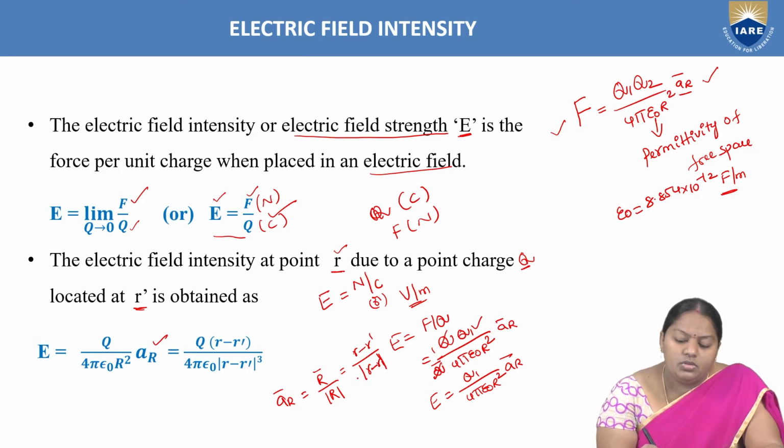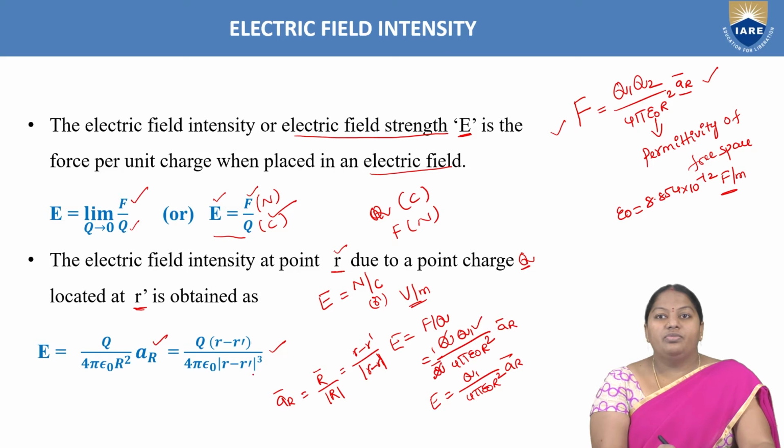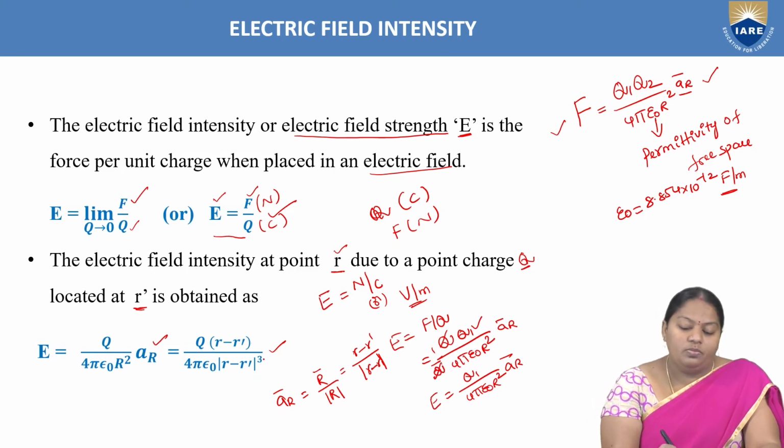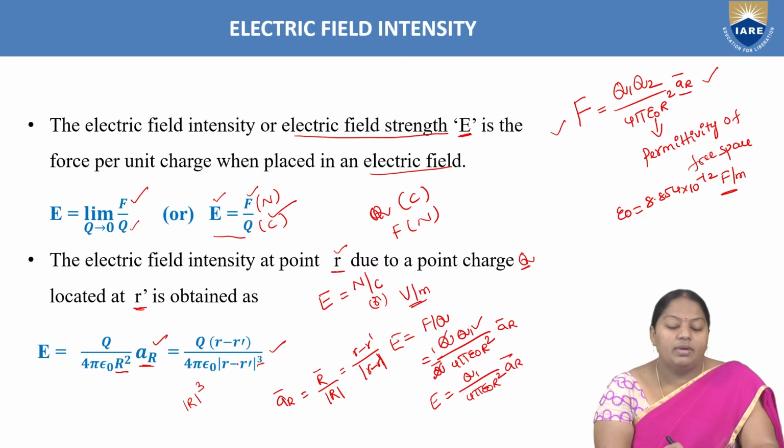Okay, then if you substitute these two equations here, we get Q into R minus R dash by 4 pi epsilon naught into modulus of R minus R dash whole cube. Why whole cube? Already, if you observe the denominator of Q by 4 pi epsilon naught R square is there. Then if you substitute in place of aR, R by modulus of R, this becomes modulus of R whole cube. Expressed in terms of distance form, Q into R minus R dash by 4 pi epsilon naught into modulus of R minus R dash whole cube. So this is the generalized equation.